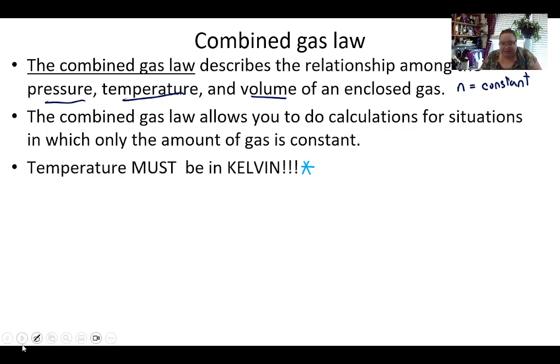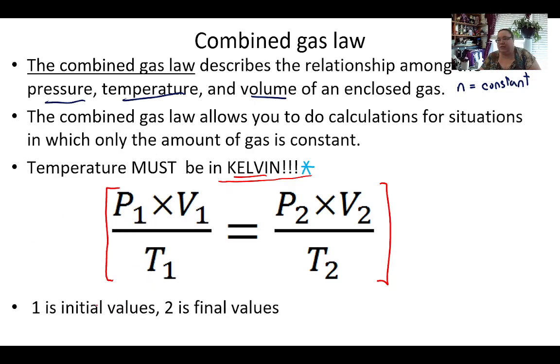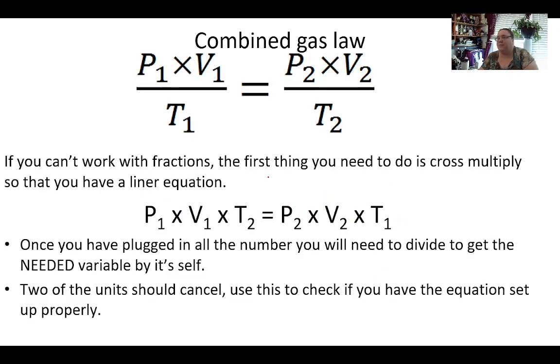Now, emphasizing that in order to actually use the combined gas law, your temperature must be in Kelvin. I cannot say that enough. You've got to have the temperature in Kelvin, otherwise the calculations won't work. So, this is, in my opinion, the ugly version of the combined gas law. P1 times V1 over T1 equals P2 times V2 over T2. It's given to you on your formula sheet, but I honestly prefer the linear version where we've cross-multiplied and it looks like that.